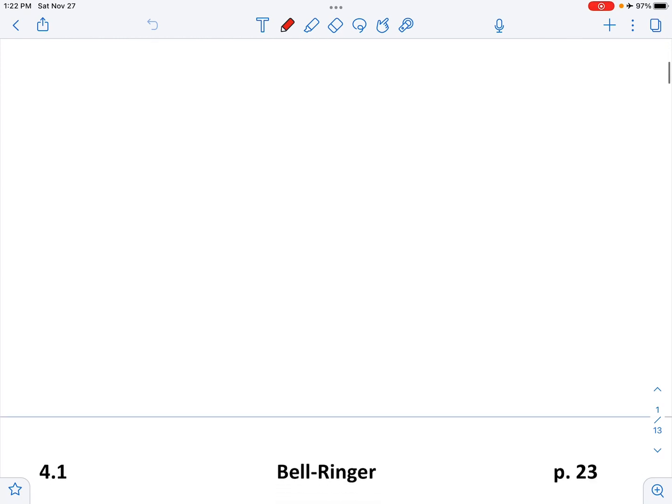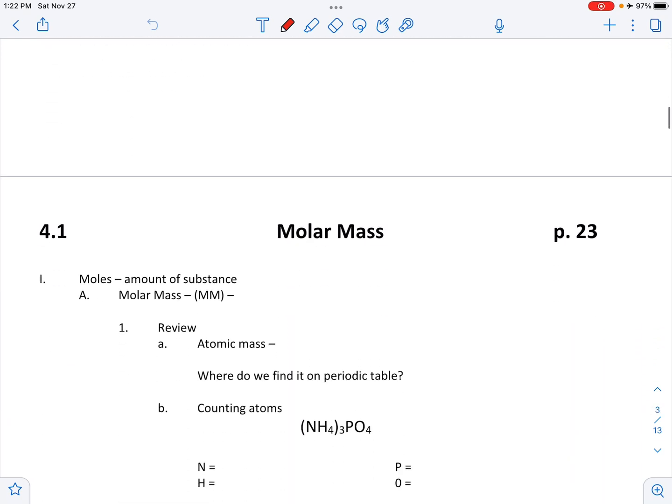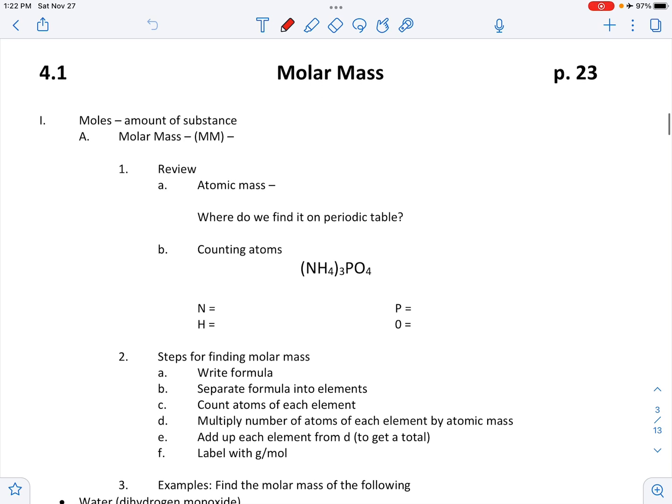So let's go ahead and jump right in to molar mass. So here we have molar mass. This is the beginning of 4.1 or beginning of Unit 4. We're on page 23, and for right now, our unit is called moles, so we're going to define moles as an amount of substance. As we go through this unit, we'll get a little more in depth, but for right now, we're just going to call it an amount of substance, which is true. That's not going to change. It just might get a little more in depth.